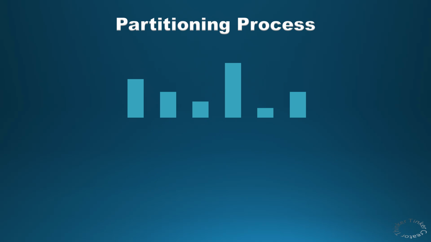The pivot can be any item in the list. We will select the first item to be the pivot. The left index starts from the second item and scans to the right until it finds an item larger than the pivot. Otherwise it stops with the last item.